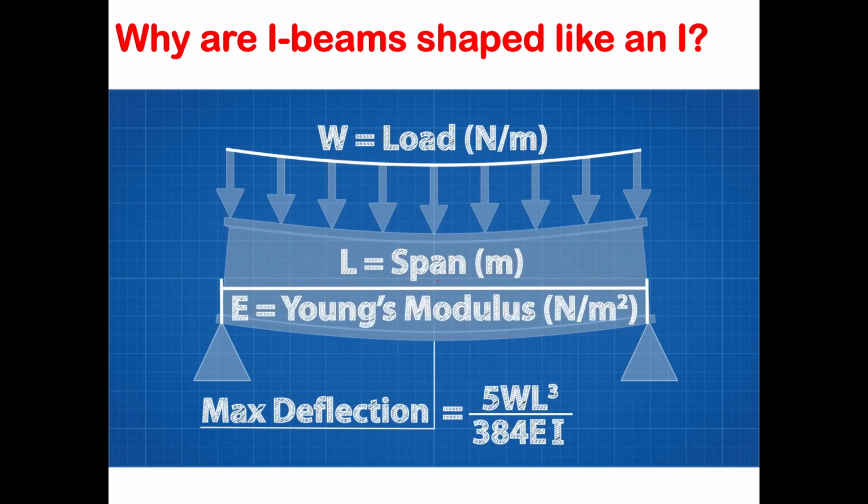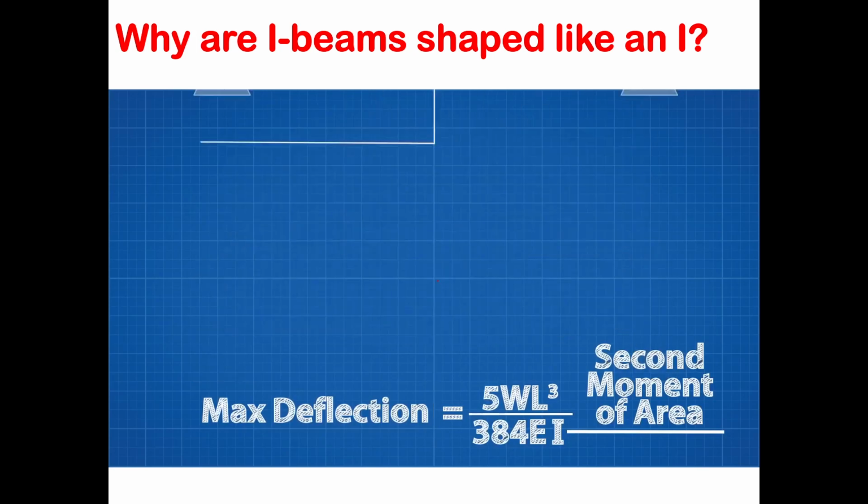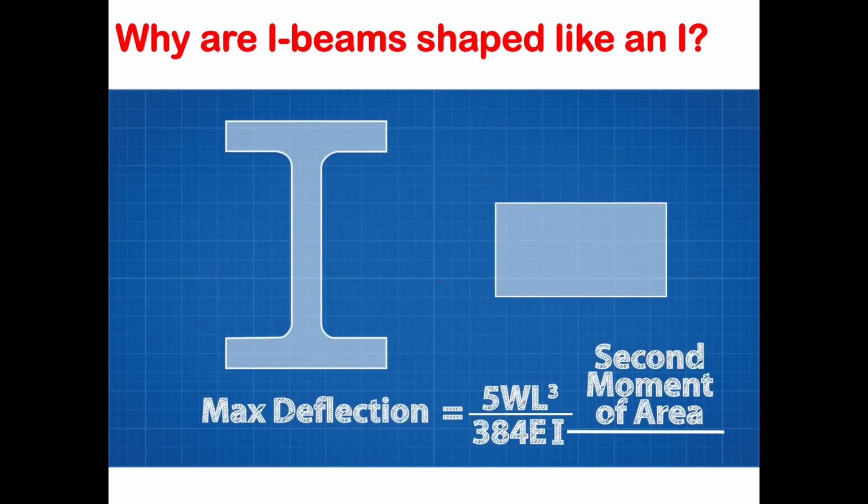E is the Young's modulus, which, as explained in my Material Properties 101 video, describes the stiffness of the material. But the variable we want to focus on is I, which represents the second moment of area, sometimes called the area moment of inertia. This describes the shape of the beam. More specifically, it describes how the material is distributed throughout the shape.